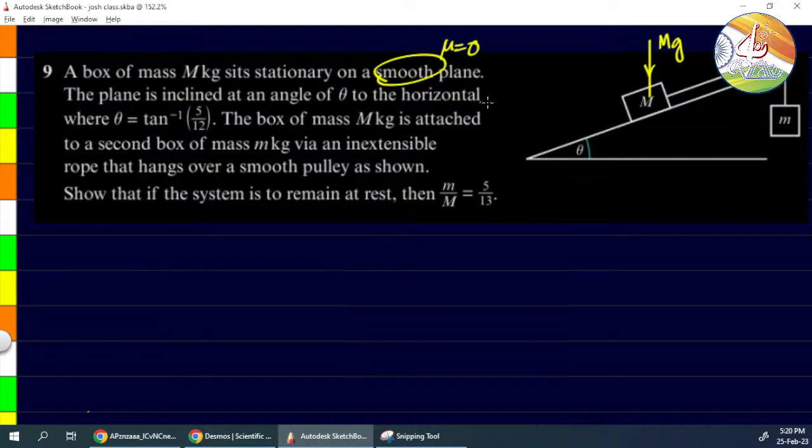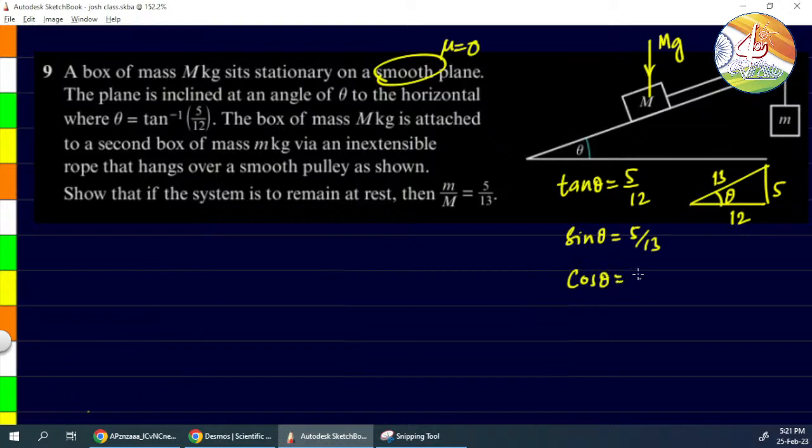The plane is inclined at an angle theta to the horizontal. Theta value has been given, so tan of theta is 5 by 12. Once again we can draw this triangle. Tan theta is opposite by adjacent, so if you use the Pythagoras relation, you will get 13 over here. So sine of theta will be 5 by 13, and cos of theta will be 12 by 13. So we got this here.